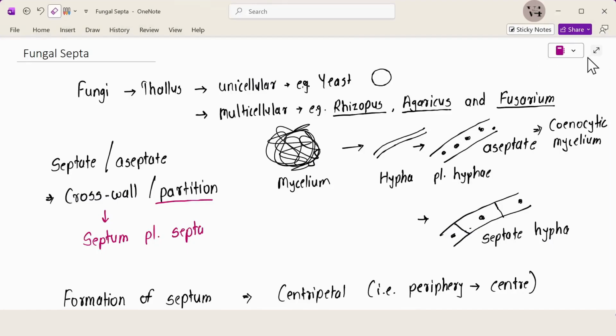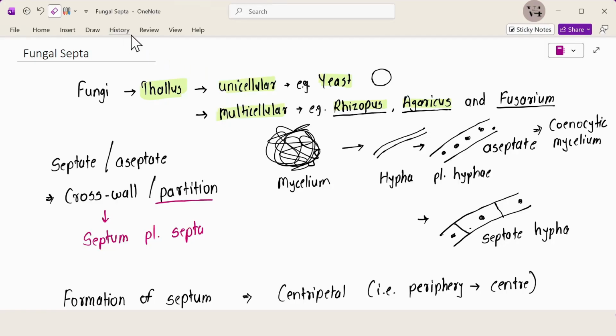In today's video, we are going to study fungal septa. Now, when I say the word fungus, what comes to your mind? Yeast, mushroom, bread mold, right? The yeast granules that we use for baking and the highly nutritious mushrooms that we eat are all forms of the fungal thallus. If we study the thallus of fungi, we find that it can be either unicellular or multicellular.